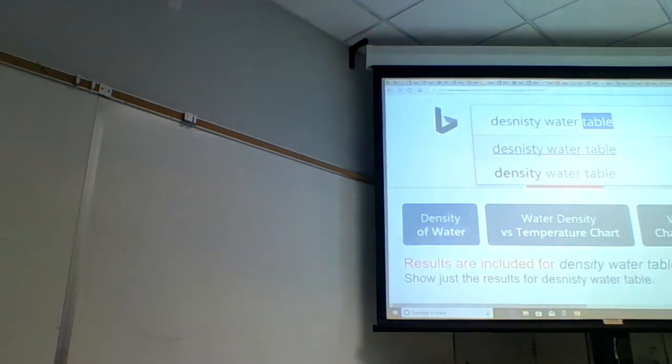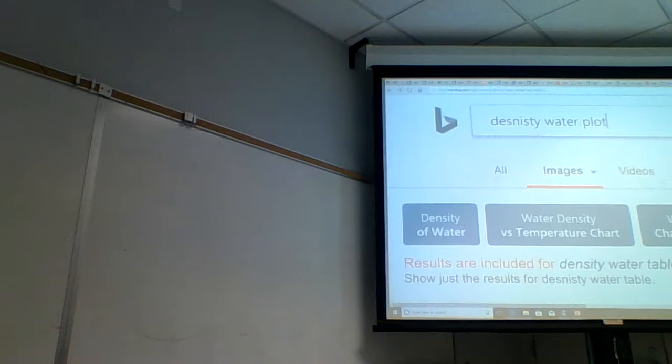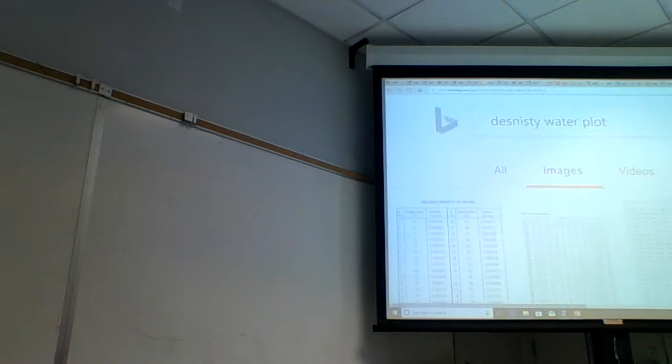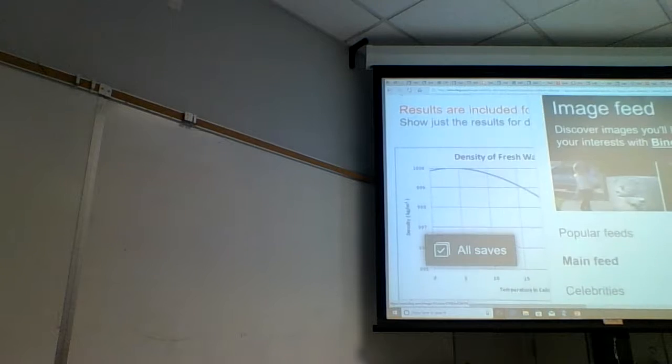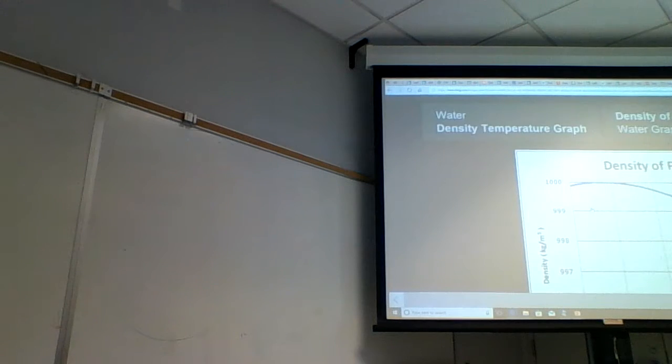One easy way is just, rather than put it in tabular form, we'll put it as a plot. And so, density of water plot. Let's show some images for a plot. And so here we can see this is the plot I showed yesterday.